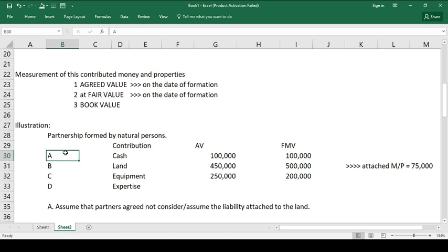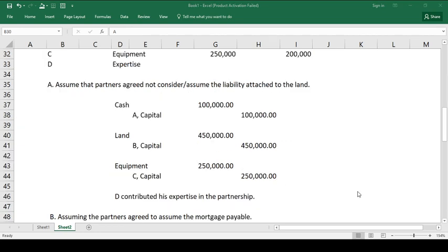So for today, this will be the end of my discussion. Hopefully, naintindihan po natin lahat, no? Kung paano i-form ang partnership, how the contribution of the partnership is being measured, and then how we prepare journal entries if the contribution is a cash contribution, a non-cash contribution, or an expertise or industry yung kinocontribute.